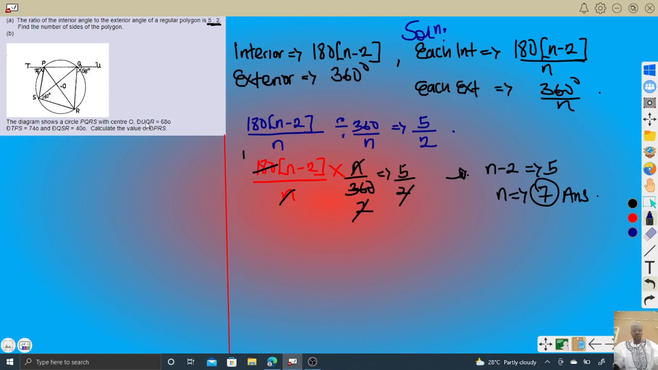We are told that angle UOR is 68 degrees and TPS is 74 degrees. This guy is 74. This guy is 68. Then the examiner asked us to find, okay, also QSR is 40. QSR is 40. Okay, fine. So we are looking for angle PRS. Only this guy. That's what we are looking for.